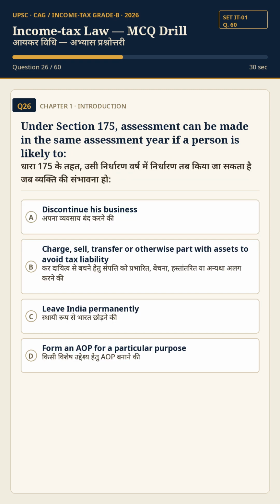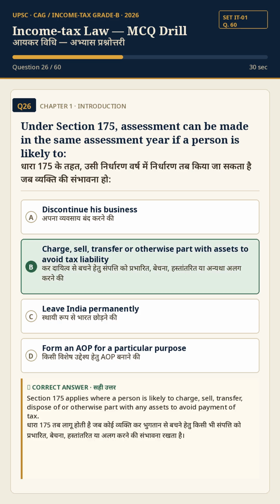Question 26. Under Section 175, assessment can be made in the same assessment year if a person is likely to Option A, leave India. Option B, discontinue his business. Option C, charge, sell, transfer or otherwise part with assets to Option D, avoid tax liability. The correct answer explanation. Section 175 applies where a person is likely to charge, sell, transfer, dispose of or otherwise part with any assets to avoid payment of tax.